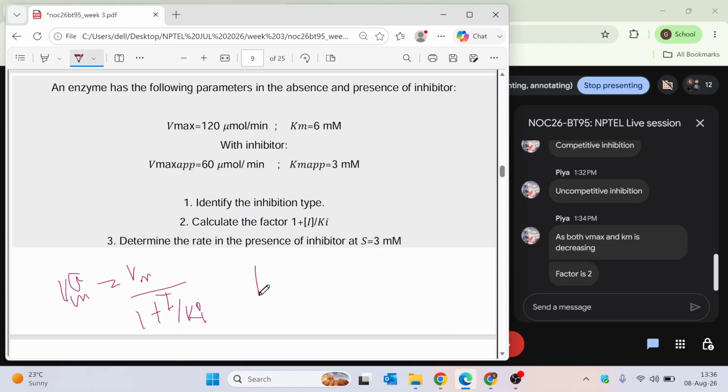You have your Vmax is 120 and your Vmax here is 60 and the factor is 2. So here the factor is 2. And when you compare these two, both V and K is changing, so it is uncompetitive. Okay, and determine the rate in the presence of inhibitor at S is equal to 3 micromoles.